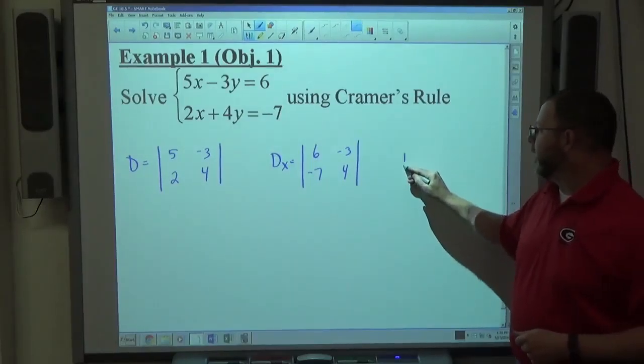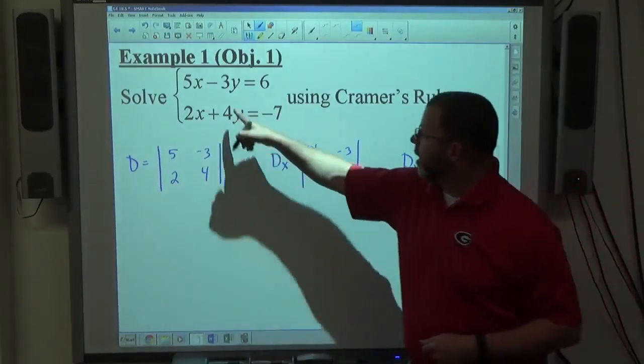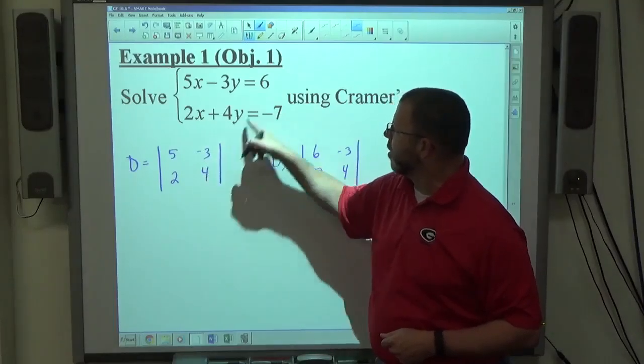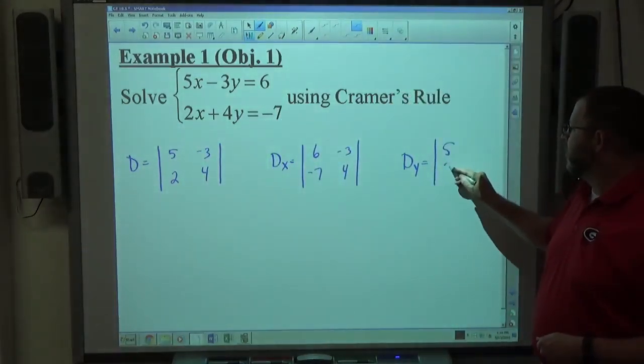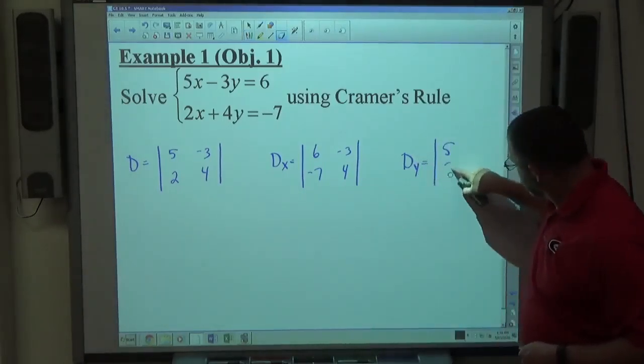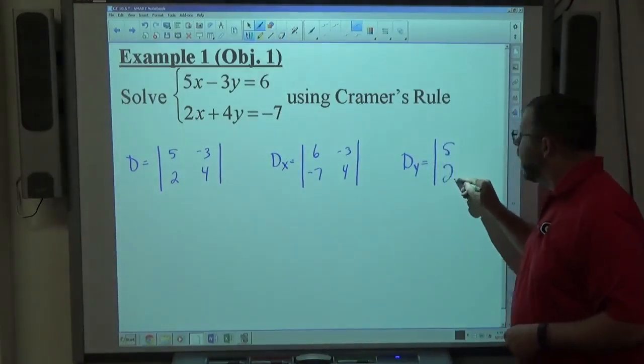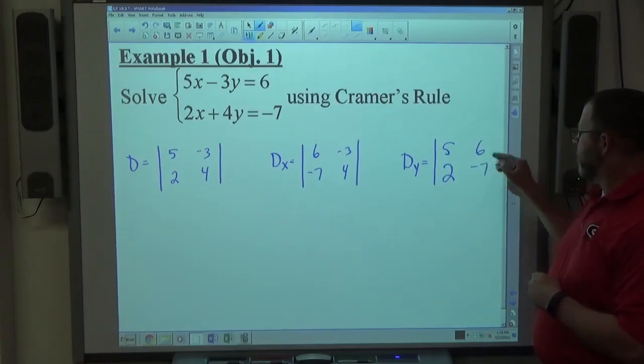And finally, I want to create a y determinant the same way. I'm going to replace the y column of coefficients, which is negative 3 and 4, with the numbers that are equal over here, 6 and negative 7. So the x column stays 5, 2, and then 6, negative 7 is the y column.